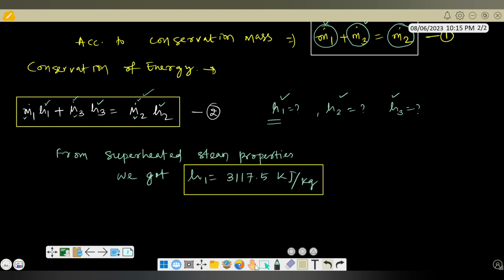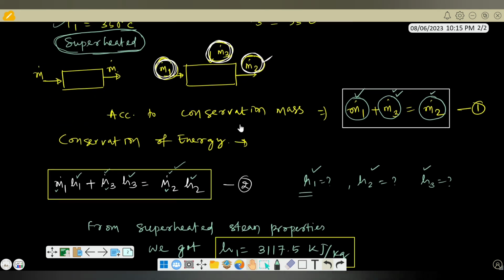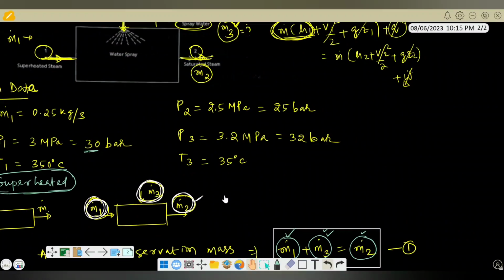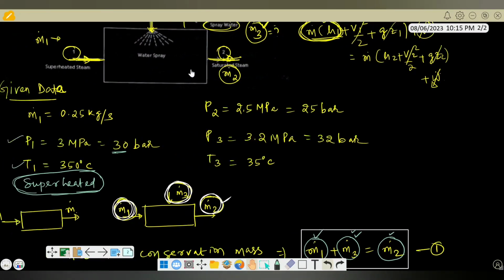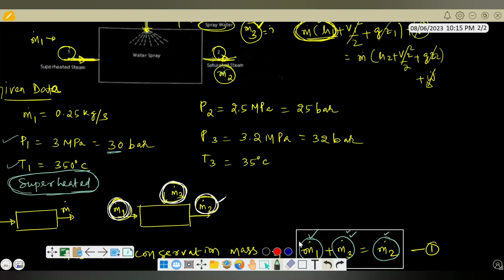Okay, so now let us try to find out the value of h2, right? For that let us check the property conditions for point 2, right? So at point 2, what is the condition? This is the saturated state, isn't it? So at point 2 we have saturated steam, and pressure is what? 25 bar. Okay, so we have to find out the specific enthalpy of the saturated steam corresponding to this 25 bar pressure. Okay, so now let us move to the steam table again. So in this steam table, okay, now we have to move to the saturated properties, right?